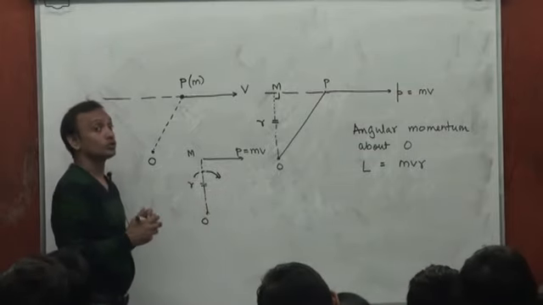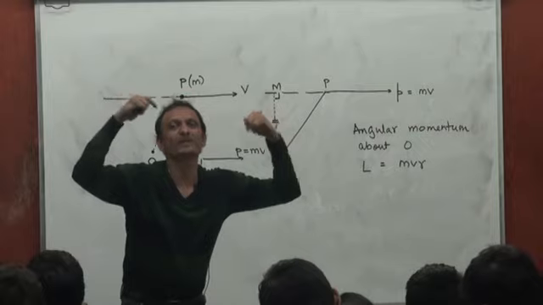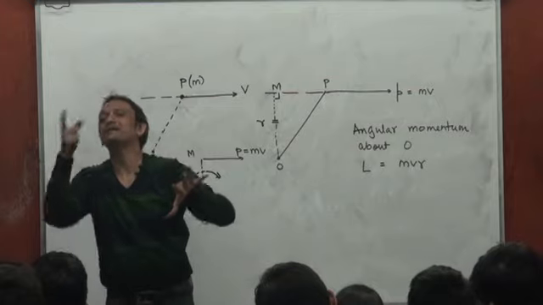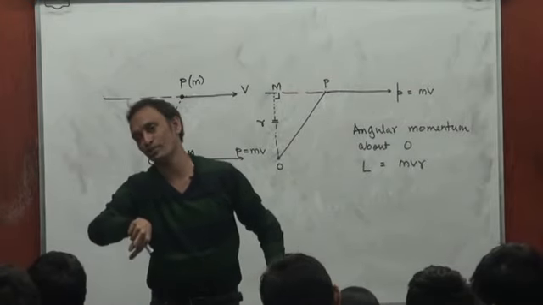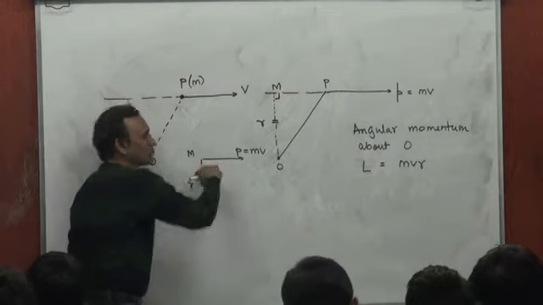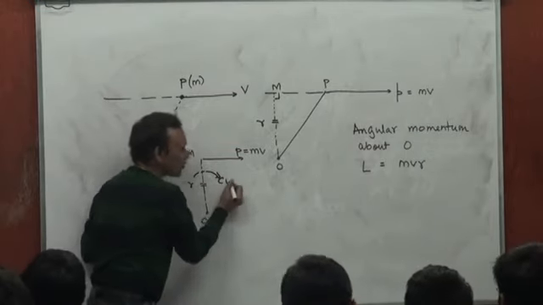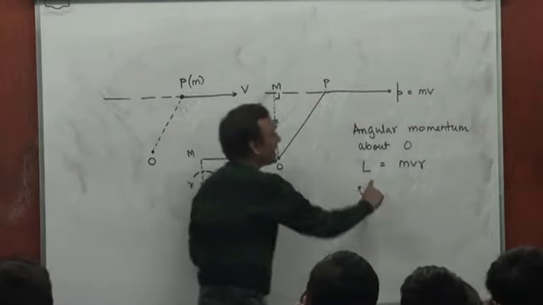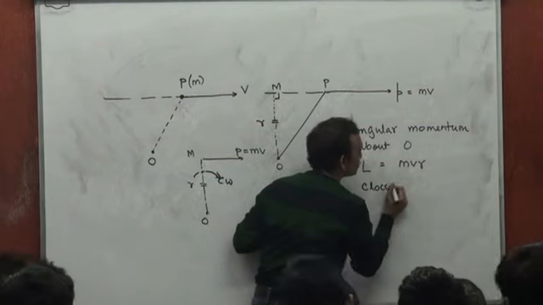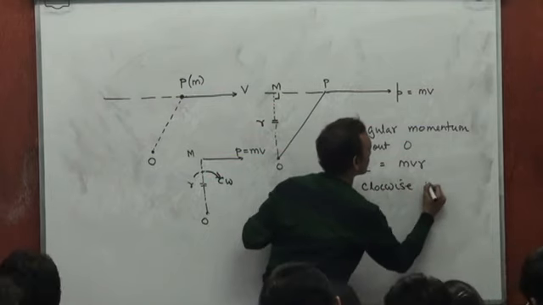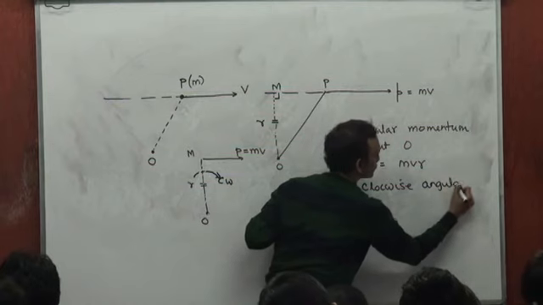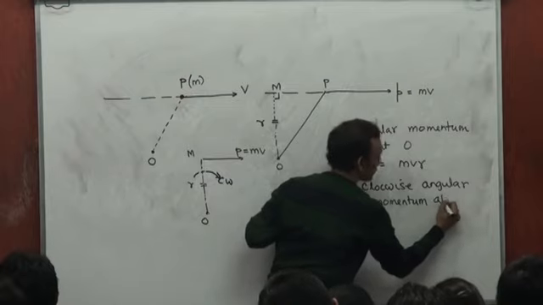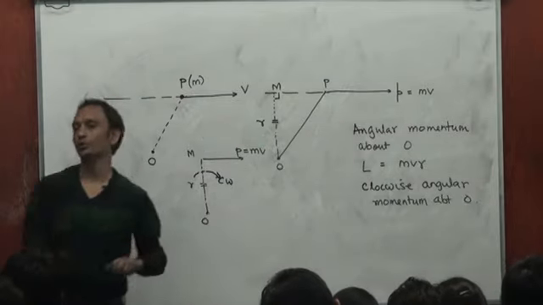The sense of rotation of this perpendicular rod that we are only mentally imagining is the sense of the angular momentum. In this case, the sense of rotation of the rod is clockwise. So the sense of the angular momentum here is clockwise. So this L we say is clockwise angular momentum about O. Yes or no?